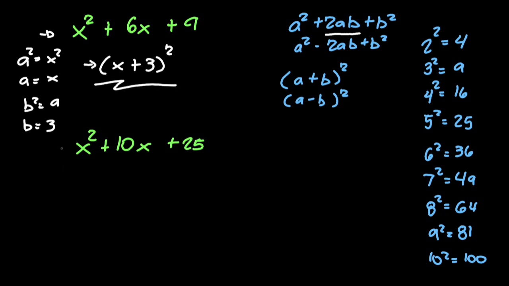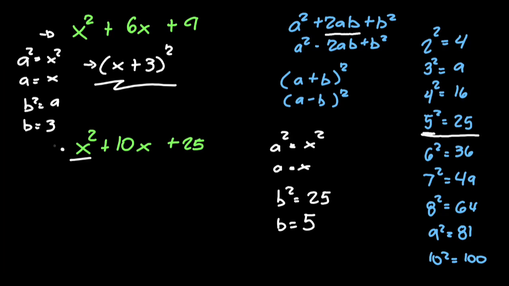Now, let's try another example. X squared plus 10x plus 25. A squared here would be x squared, so taking the square root of it, a equals x. And now, b squared here would be 25, and the square root of 25 would be 5. And now, the final answer here would be x plus 5 raised to the power of 2.